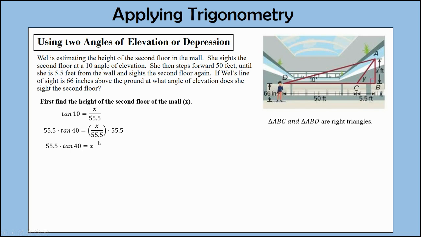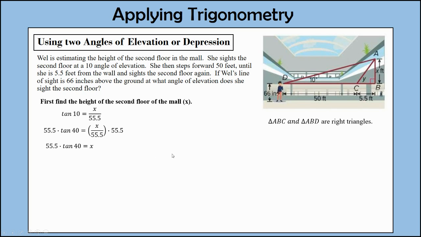Now, guys, if we were just looking for the height of the second floor, we'd be done right now because that's the answer. Okay, 55.5 times the tangent of 40. But what we're trying to figure out is this angle of elevation right here, which is y. So what I'm going to do is leave this as is right now. We can estimate that, but we're going to use it exact. So I'm going to leave it like that.